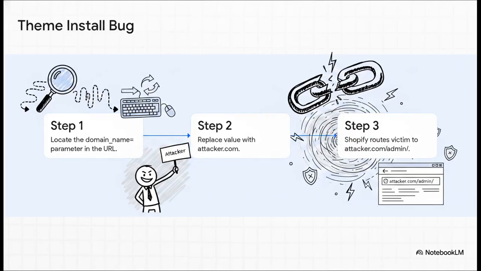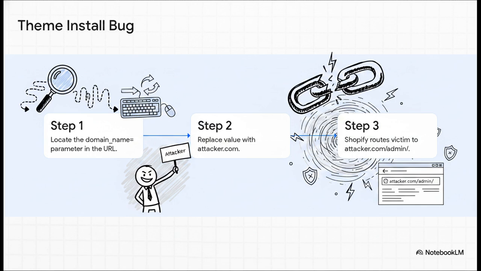Let's deconstruct this one. An attacker noticed the URL had a parameter sitting right at the very end, domain name equals. The system expected this to be the user's Shopify store domain, and it was designed to automatically append /admin to whatever was in that parameter.